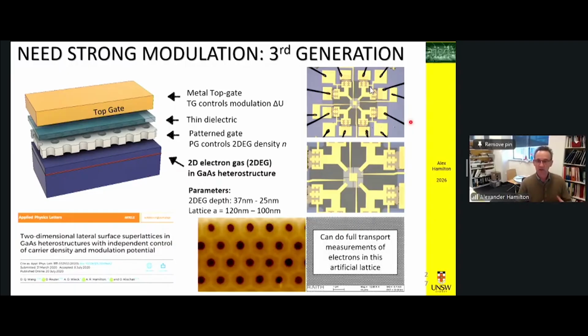And therefore we can do full transport measurements, the resistivity and the Hall resistance of the electrons in this artificial lattice.